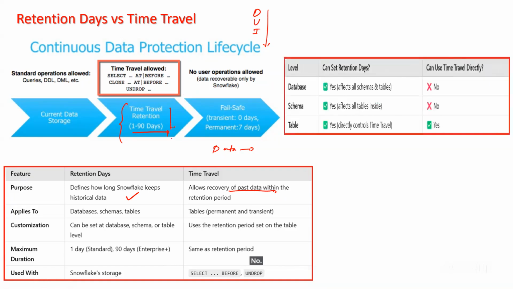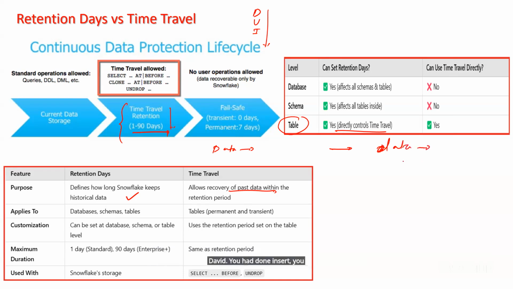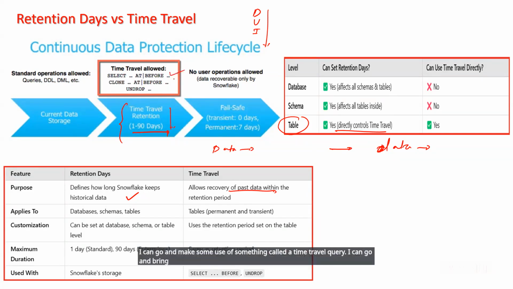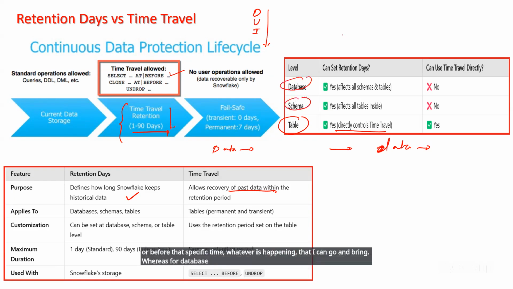As I said, this particular time travel only depends on something called tables. At any specific time, you can bring your data inside your table. You have done insert, you have done update, you have done delete. At any specific time, I can make use of something called a time travel query. I can bring the data at that specific time or before that specific time, whatever was happening. Whereas for database and schema, I cannot do time travel using the query.